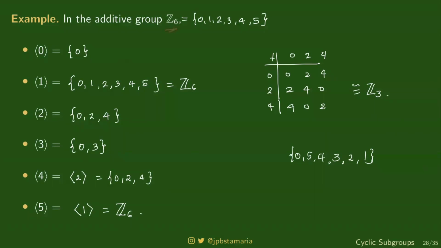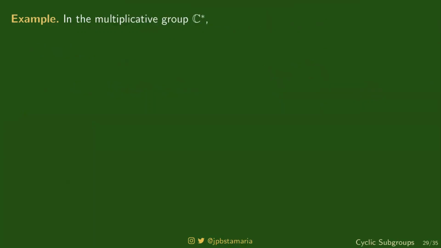The subgroup Z sub 6 can be generated by actually a single element, no? It can be generated by 1 and 5, no? So I just want you to observe that C sub 6 can be generated by 1 or by 5. In other words, 1 and 5 are generators. Interesting, huh?